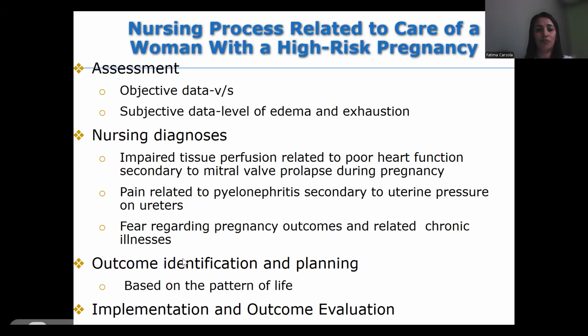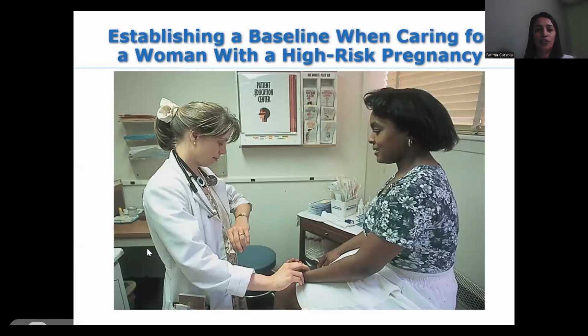And of course, what are these plans for the patient? These are individualized, solely for a certain patient. It should be implemented. And of course, you have to evaluate if all your plans are being implemented or if your plans are successful. So this is a picture of a nurse taking the vital signs of a pregnant woman, so getting objective data per se.